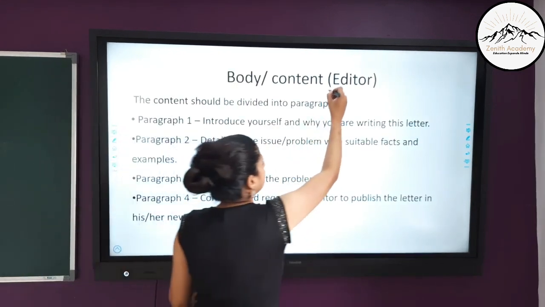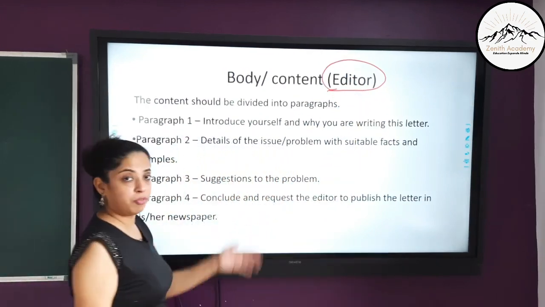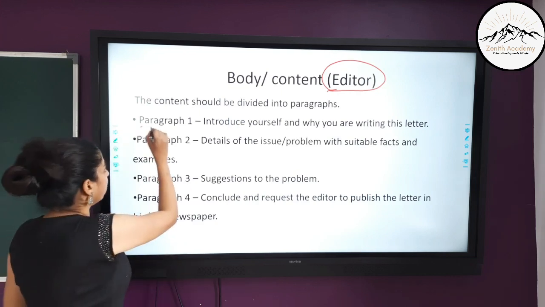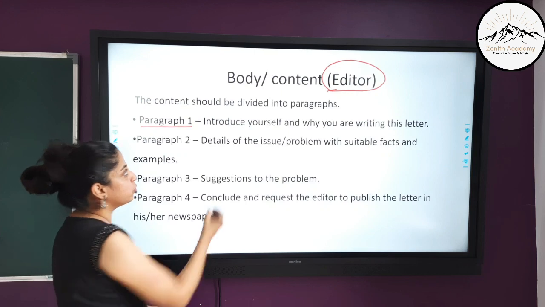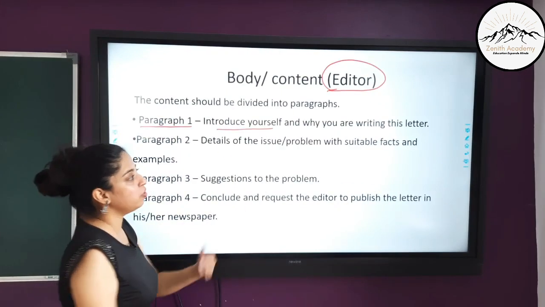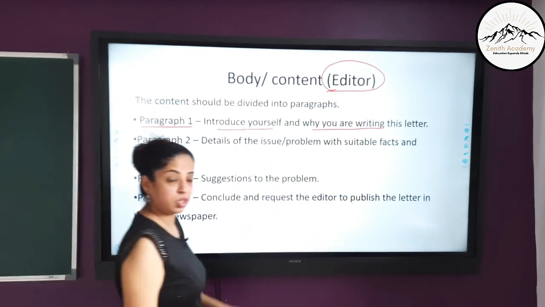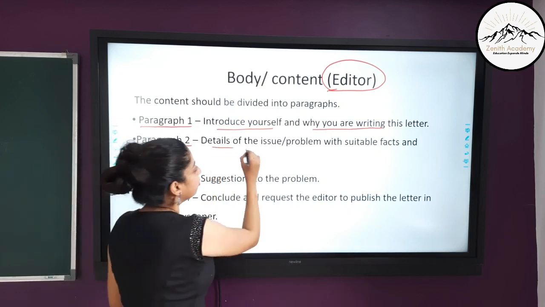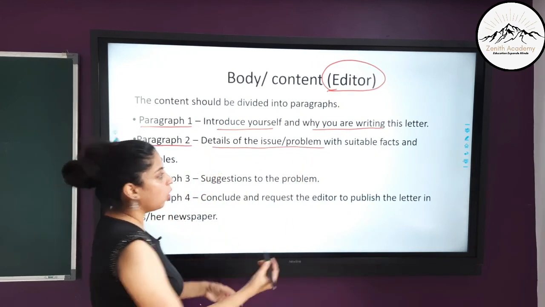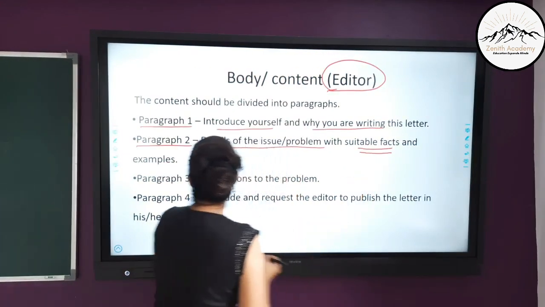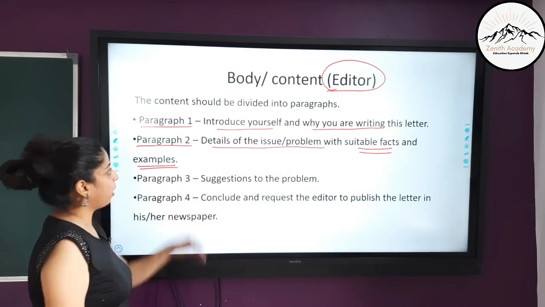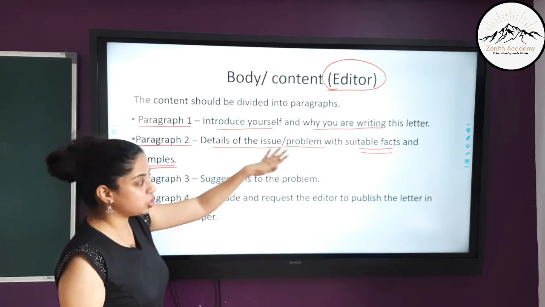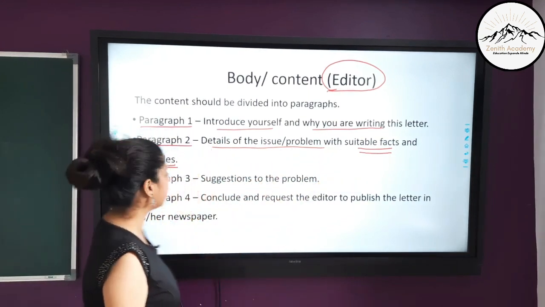Now students, if you are writing a letter to the editor, these points you have to keep in mind. The content should be divided into paragraphs. Already I told you. In paragraph 1, you should introduce yourself and say why you are writing this letter. The paragraph 2 should contain details of the issue or the problem, along with facts. You have to write suitable facts and examples. So paragraph 1 is your introduction and why you are writing the letter. Paragraph 2, details of the issue or the problem and suitable facts and examples.